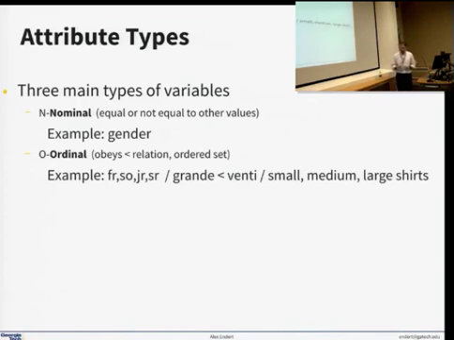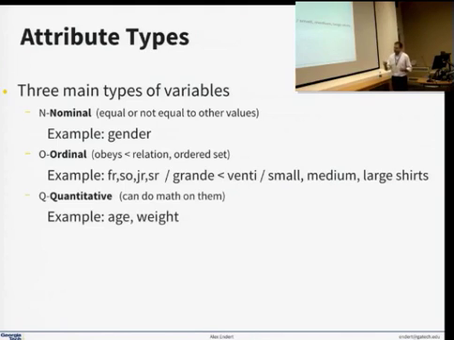If you're familiar with the Starbucks naming scheme, the Grande coffee is smaller than the Venti one. Small, medium, large T-shirt sizes. You can ask whether large is bigger than small, which you could not do with whether male is bigger than female. And then the final stage is quantitative, the type of data you can do math on. Age, weight, and a lot of our data resembles this type, and it allows us to do lots of things with analytics.